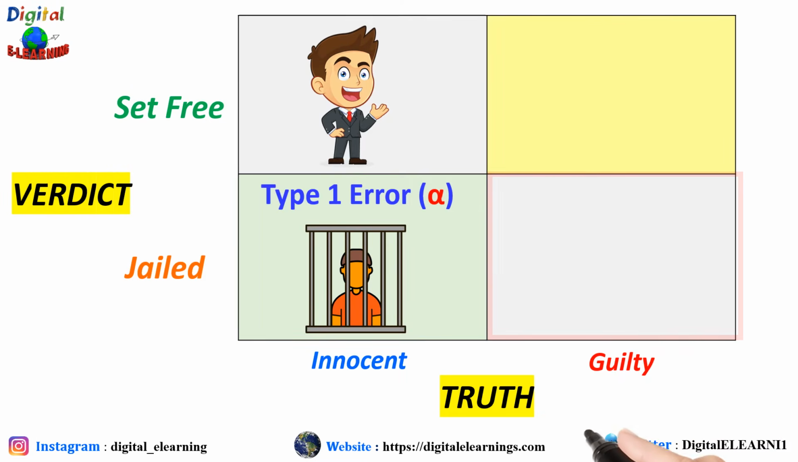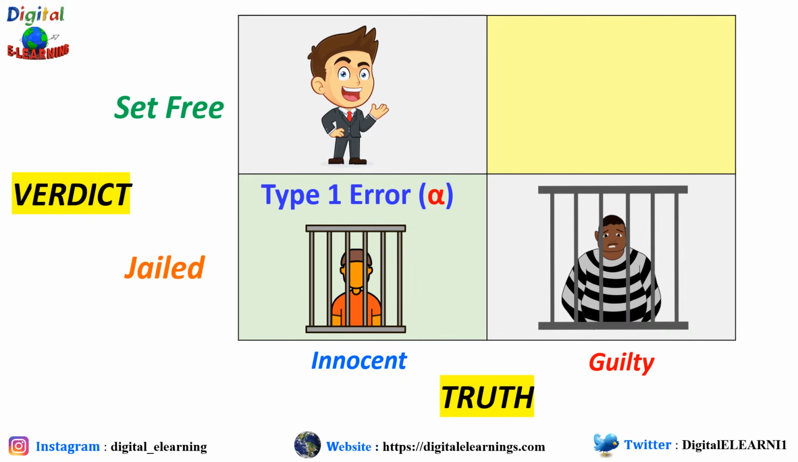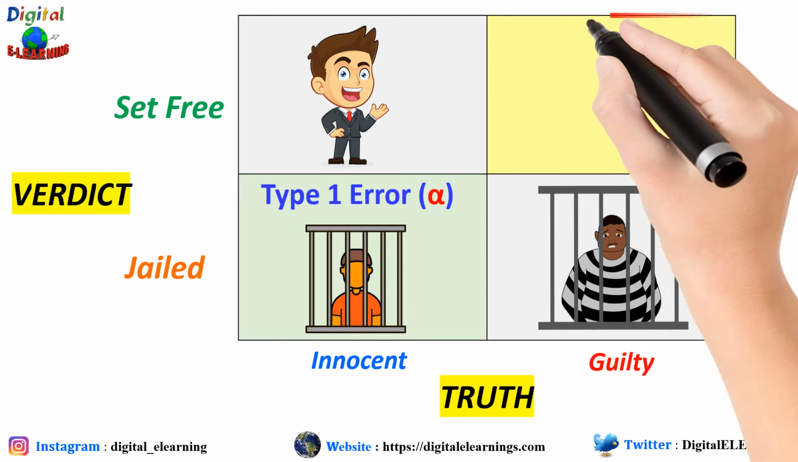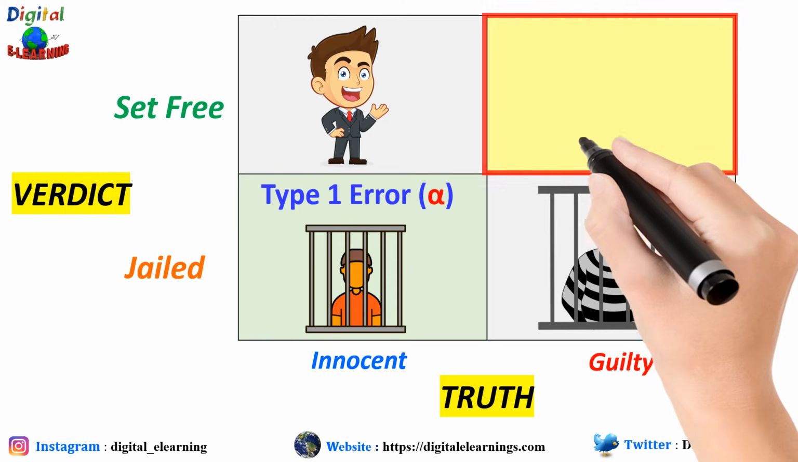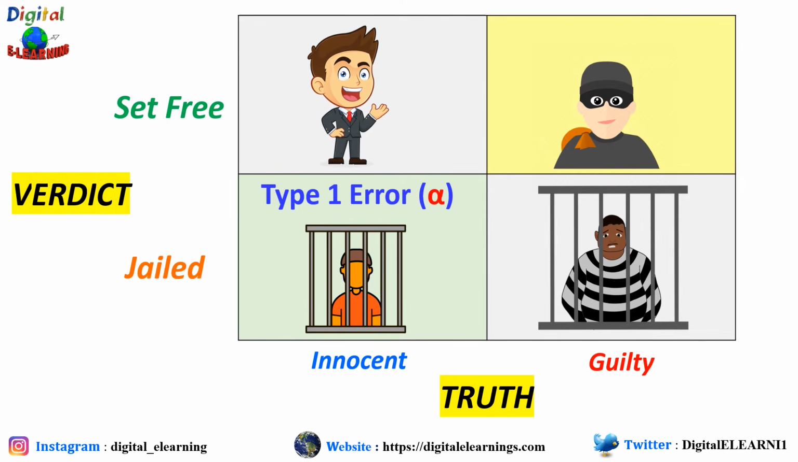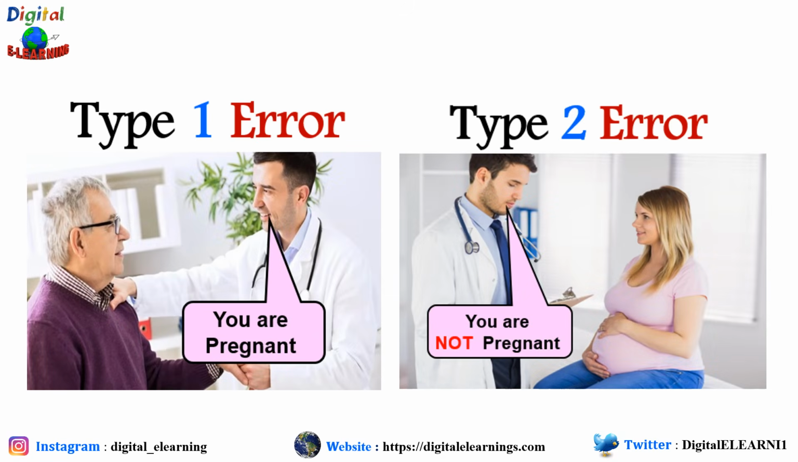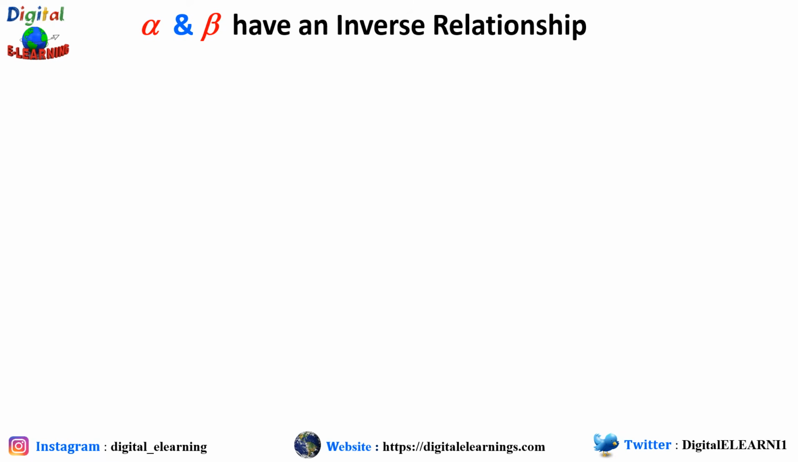Now let us look at the other one. Someone who is guilty should be jailed. That is the correct decision. But someone who is guilty, if you set that person free, that is not the correct decision. We call it a type 2 error or beta error. We call this a false negative. That is the error made by accepting or retaining a false null hypothesis. So an example could be accepting bad parts, or the consumer's risk, or setting a culprit free.